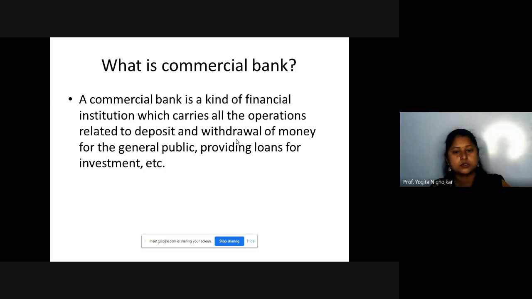Okay, so I hope you all understand today's topics. Today we learned about RBI and functions of RBI, and then what is a commercial bank, what is a clearing house, then functions of commercial banks and their types.